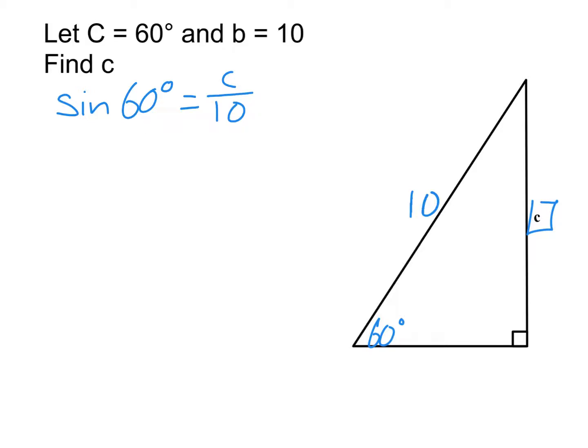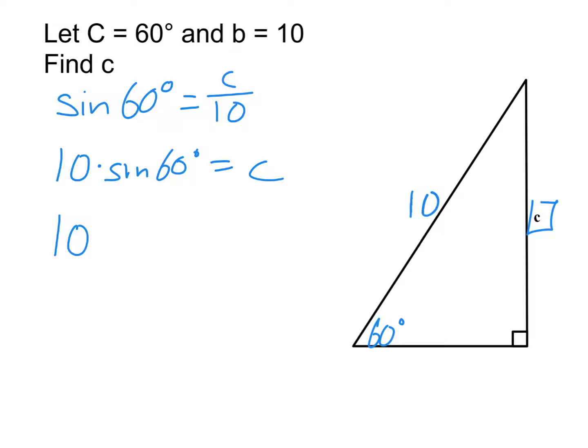Now we solve like we always would have before. So in order to get C by itself, I'm going to multiply both sides by 10, which gives me 10 times sine of 60 degrees. And then I have to figure out what sine of 60 degrees is. Without a calculator, I said. That's because that's one of those values we actually can know.